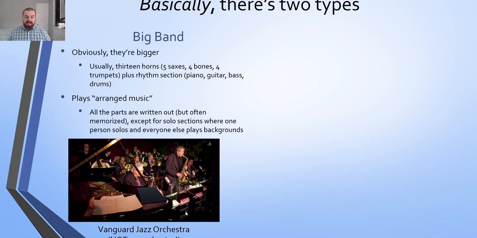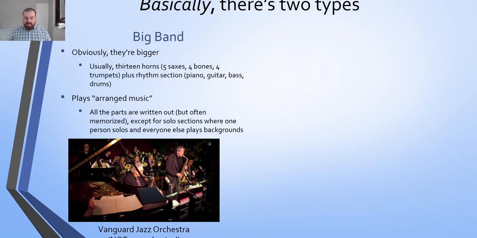Now, you'll see this relatively frequently, that a big band will be called an orchestra. This is an older convention. So like the Vanguard Jazz Orchestra. Don't be confused. It's not an orchestra. There's no strings. There's no conductor. It's not a symphony. It's just called an orchestra for size purposes. Now, this is a bit of an older style of playing jazz, the big band, more prominent in the swing era in the 30s and 40s, but we still have big bands today, of course, and a lot of American high schools usually have big bands as their jazz department.